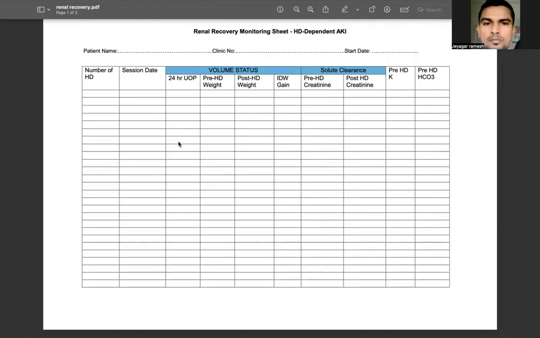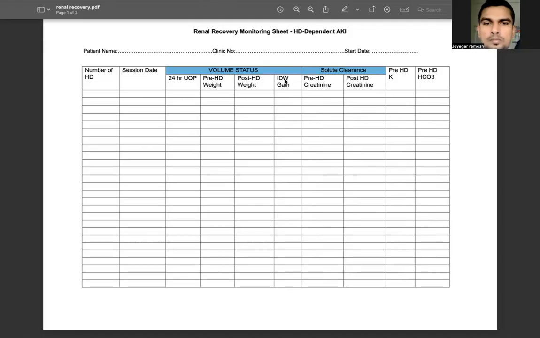So we'll have to document the urine output, and if it is around 1 liter to 1.5 liters, it would give us some form of evidence to say that the patient has recovered his renal function. So we can think about withholding the dialysis. And then we need to assess whether the volume status could be maintained with the native kidney itself.